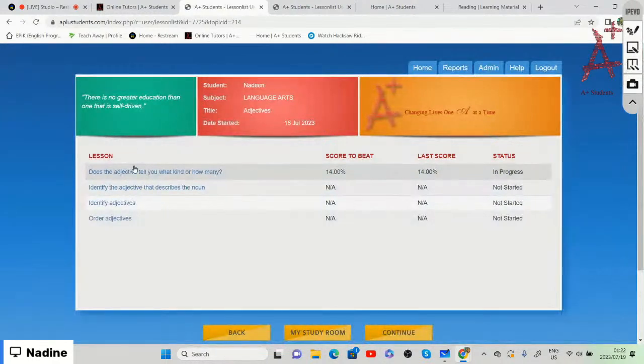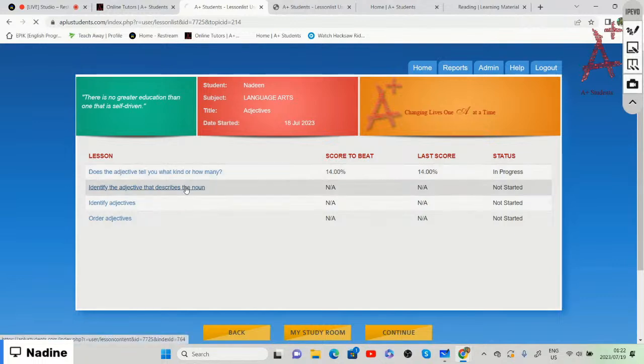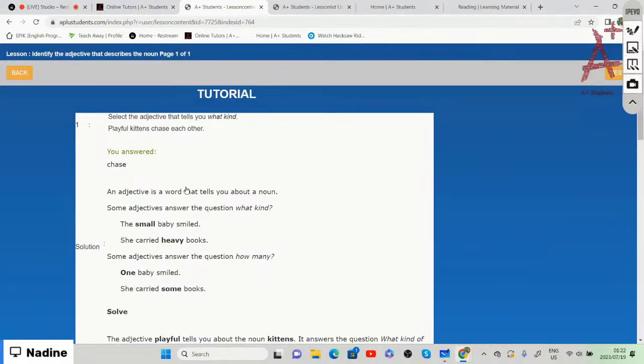All right, as we go on to the next lesson, which is to identify now the adjectives that describe the noun. We first had to say whether the adjective is what kind or how many. And we said that an adjective is a word that tells us about a noun. And we said a noun names people, places, animals, or things. And some adjectives tell us what kind, and some adjectives tell us how many. So now we need to identify the adjective that describes the noun.